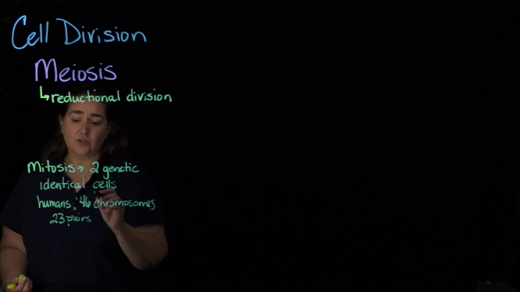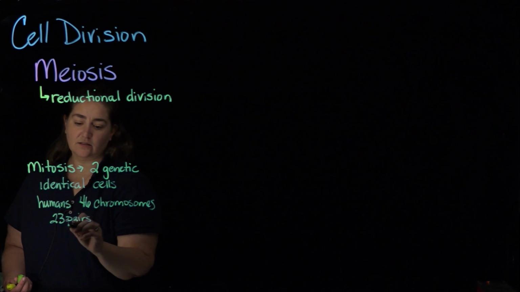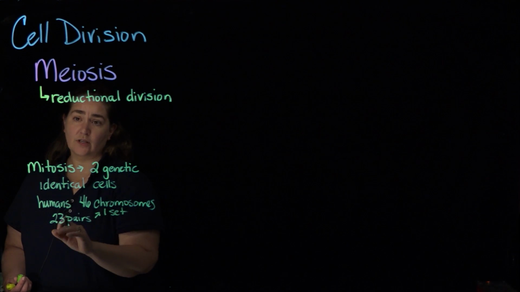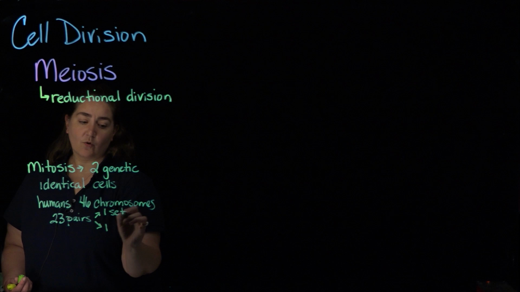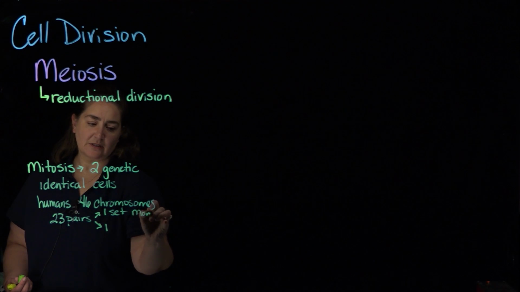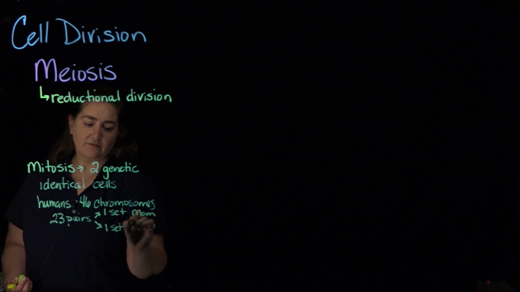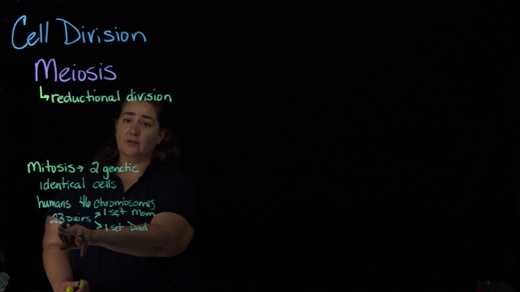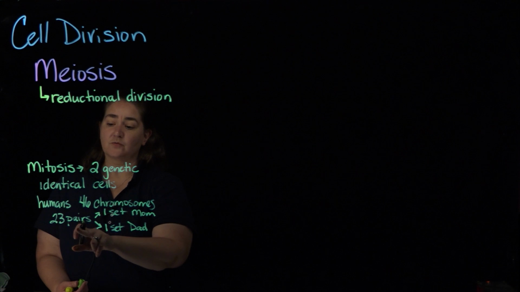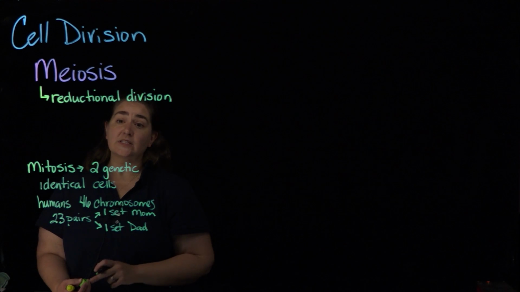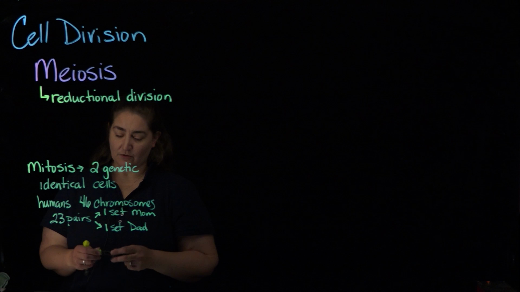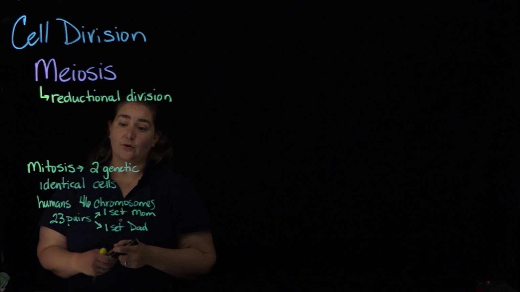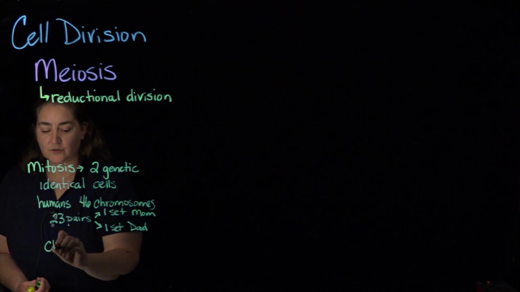okay? Because you are going to get one set of those 23 from mom, one set, let me put mom in there, one set from dad, okay? So the 23 chromosomes you get from mom, the 23 chromosomes you get from dad, give you 46 total chromosomes, okay? But they're paired, meaning they're numbered, all right? Our chromosomes are numbered.